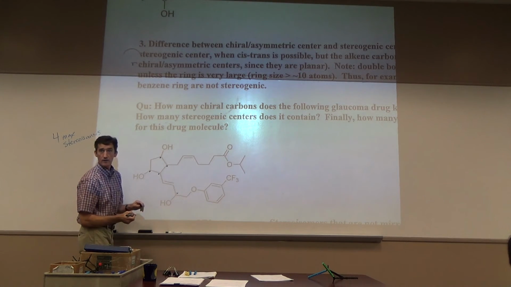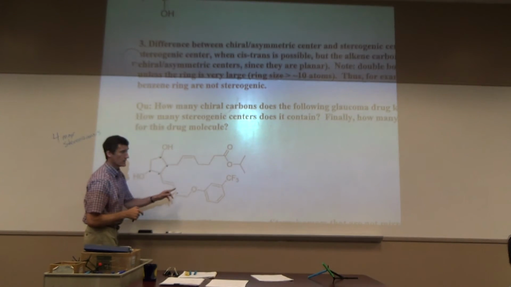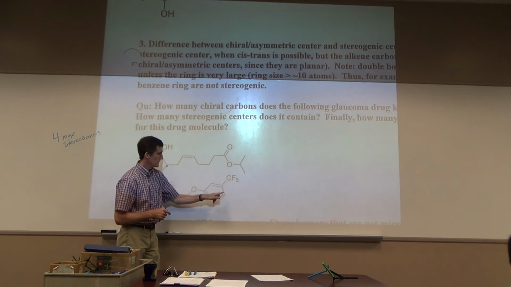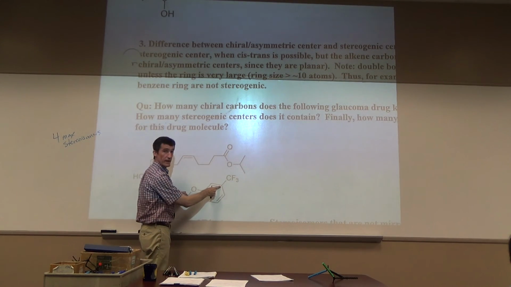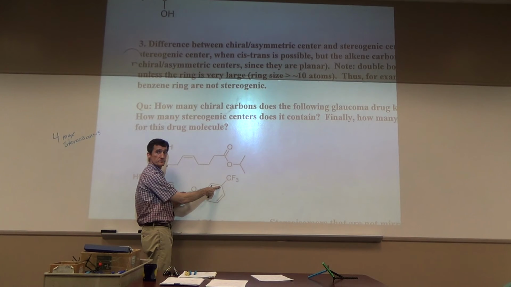Am I missing one? Douglas, how'd you get 6? I counted the one that's off the CF3, the one that's connected on the bottom. Yeah, I was counting that one wrong. Does that carbon have 4 different things attached? It is not. It only has 3. Also, what's the geometry of that carbon? It's sp2, trigonal planar.